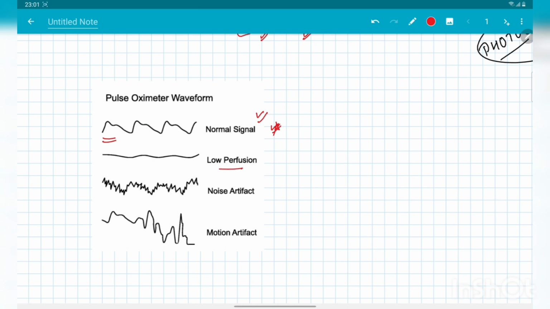This is a kind of flat line, like there is no pulsatile action, so there is no pulsation seen, and this is basically seen in cases of low perfusion states, like in cases of heart failure or sometimes in cases of anemia also. And this is the case of noise artifacts, like there is some kind of noise and vibration, and this is the kind of motion artifacts that you can see. So the normal waveform that is seen is this, and these motion artifacts are basically seen if the patient is moving his hand while measuring this percentage saturation of oxygen.